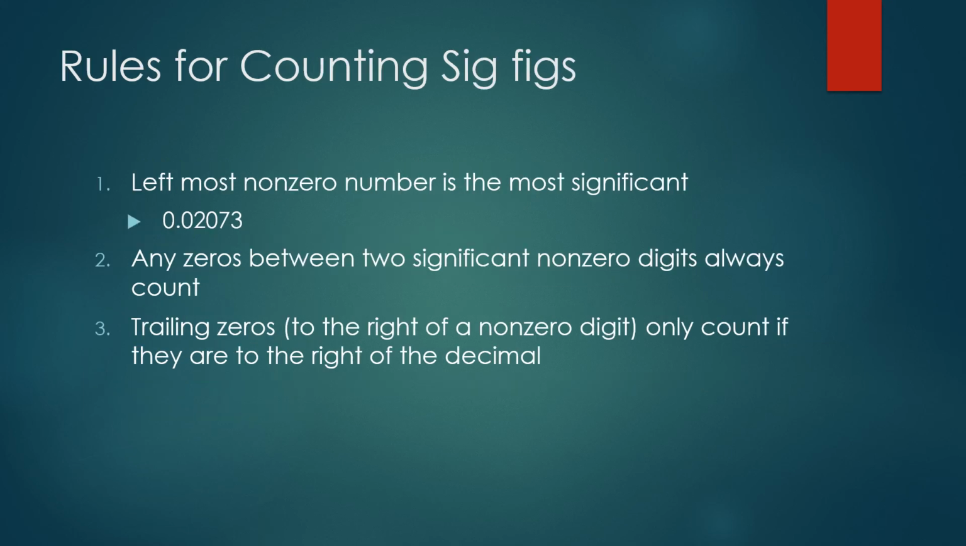So let's look at some rules for counting significant figures. The first rule: the leftmost non-zero number is the most significant. What that means is, when you're counting significant figures, you always start from the left. So I'm going to start here at this 0. Now, I don't count that first 0 because what this rule just told me is the first non-zero number is the most significant. So this 0 does not count. This 0 also does not count. I don't start counting till I get to my first non-zero number, which is this number 2 right here. So the 2 is going to be significant, and then I start counting from there and keep going.